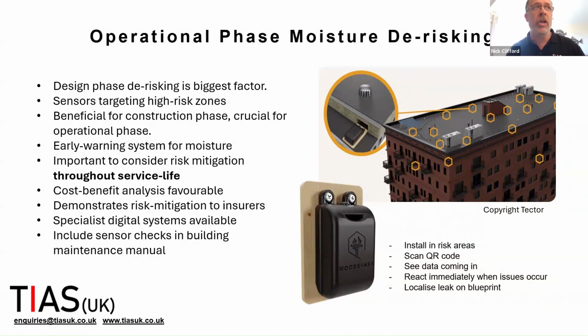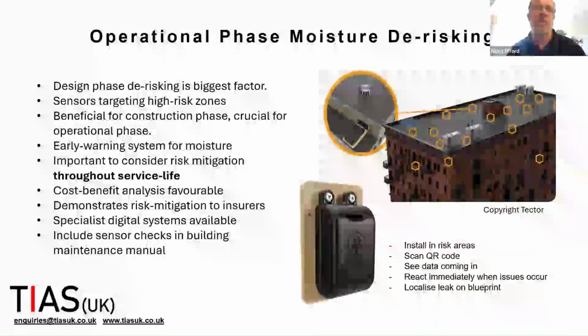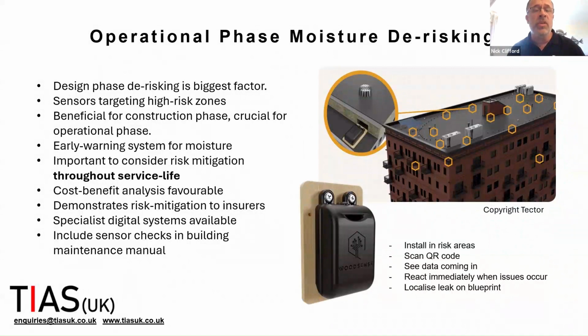And we're talking about operational phase moisture de-risking. It's hugely important. Design phase decisions, de-risking the building during the design phase, is way the biggest factor in terms of mitigating moisture risk in CLT. If you are going to include higher risk details like flat roofs or green roofs or blue roofs, then you really do need to mitigate those risks and show your insurer what you're doing, because you're designing a building with a much higher risk than needs be.